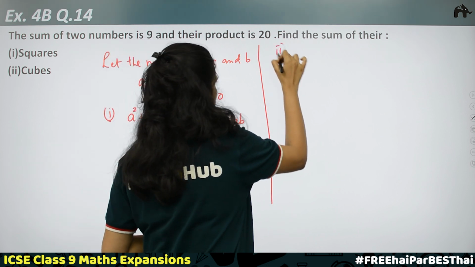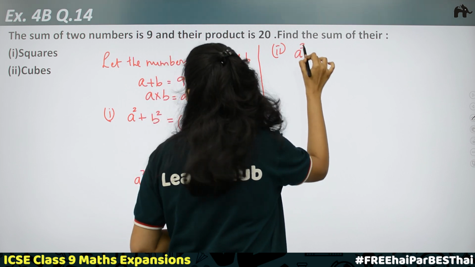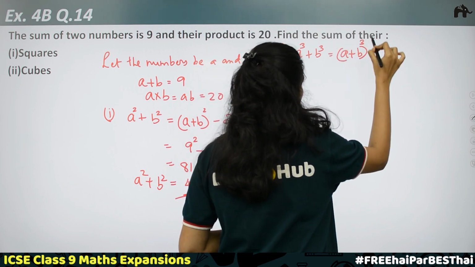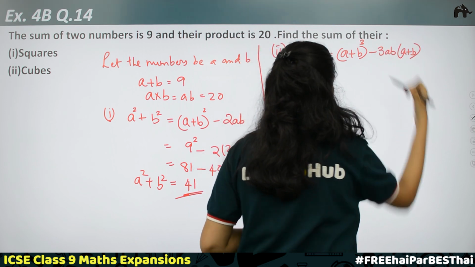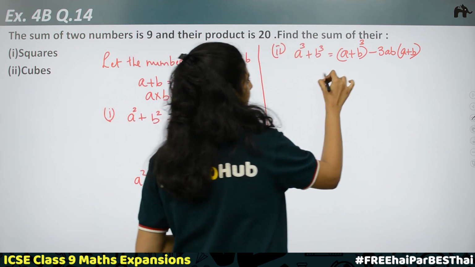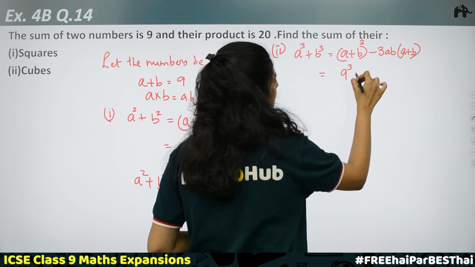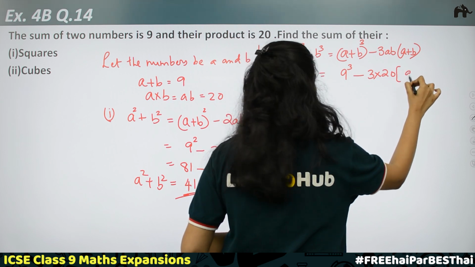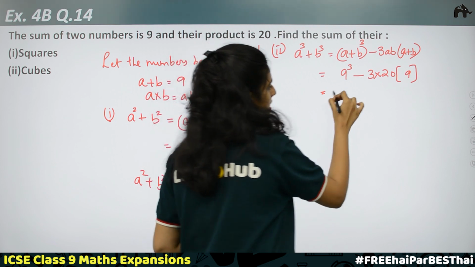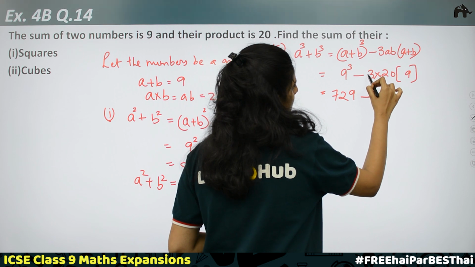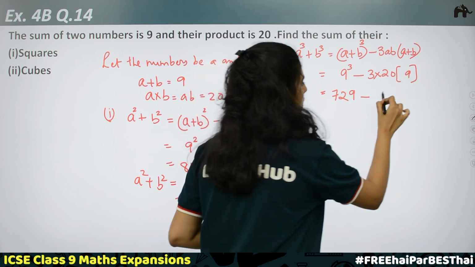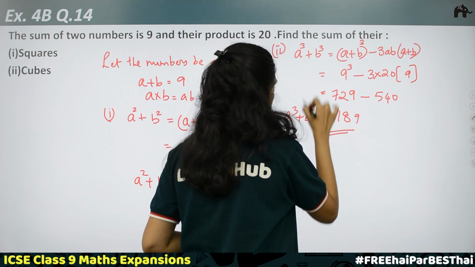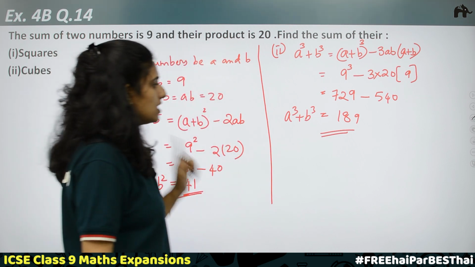Okay. Now, the second, we have to find the sum of their cubes, that is a cube plus b cube, which will be equal to (a plus b) whole cube minus 3ab into (a plus b). Okay. Now, put the values. a plus b is 9, therefore 9 cube minus 3 into ab, which is 20, into a plus b, again 9. What is 9 cube? 81 into 9, we get 729 minus 9 threes are 27, 27 into 20 is 540. So, when you subtract, you will be getting 189. So, a cube plus b cube is equal to 189. So, sum of squares is 41 and sum of cubes is 189.